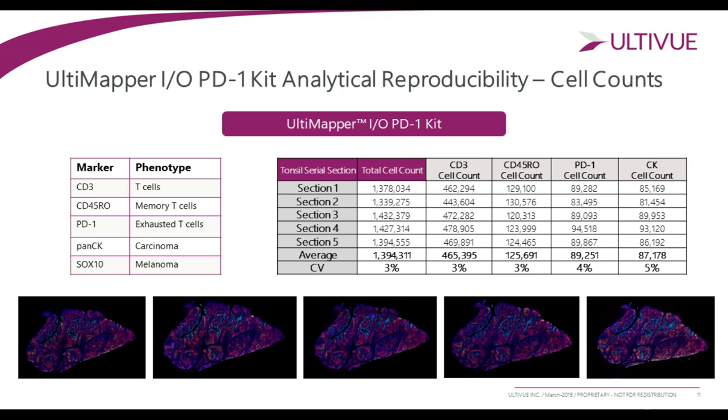What we're demonstrating here is that this is a readily available kit that will give you those types of results. And one could even easily argue that having CVs from 3 to 5% across 5 serial sections of tonsil may be more representative of differences in biology from section to section than variability in the actual assay itself.